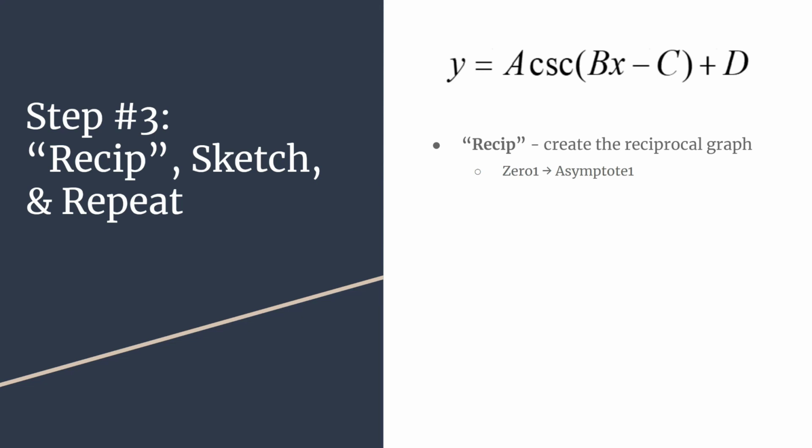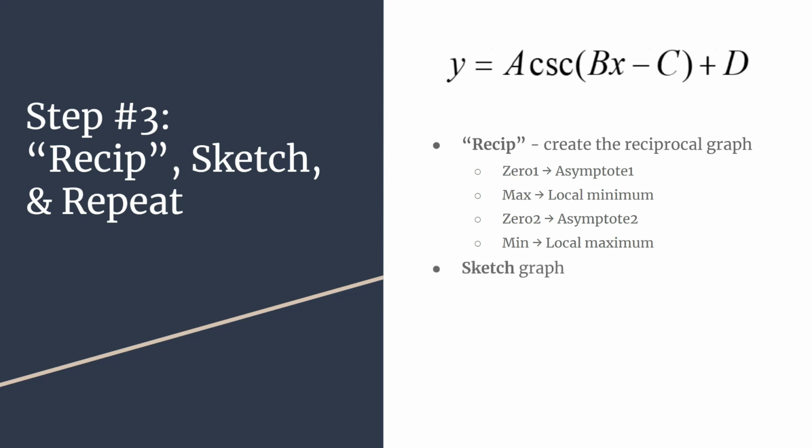The first 0 becomes the first asymptote for the cosecant function. So wherever your shifted 0 ended up, you'll change it into an asymptote, and you'll be able to do this in your final color. Your maximum from your companion graph will become your local minimum for your cosecant graph. The second 0 will become your second asymptote. Those are vertical asymptotes, of course. And then your minimum for the companion graph will become your local maximum for the cosecant curve.